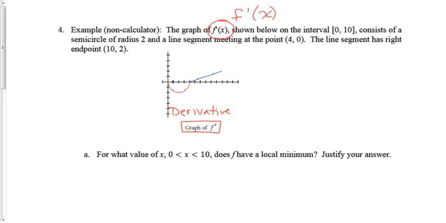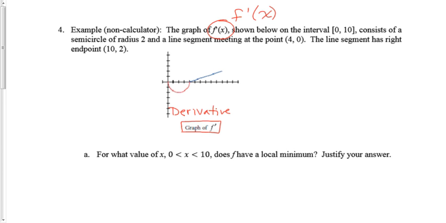We're in an interval from 0 to 10, which means we probably need to check out some endpoints. We have a semicircle of radius 2, that's fabulous. A line segment meets at the point (4, 0), and the right endpoint is at (10, 2), so we know exactly where that is. For part A, for what value of x between 0 and 10 does f have a local minimum? First thing I need to start out with is, where are my critical points?